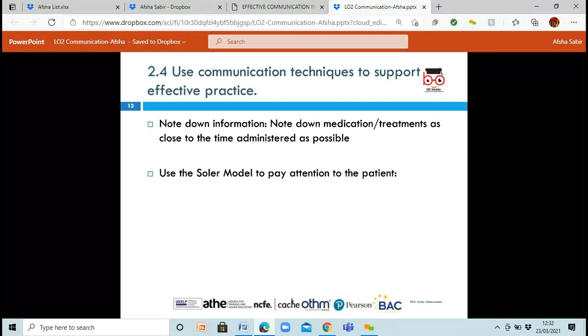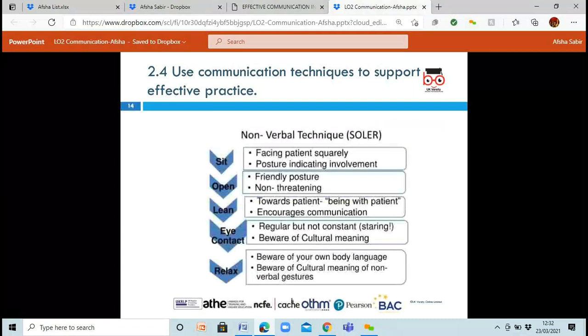And then also use the SOLA model to pay attention to the patients. Now I'll show you what I mean with the SOLA model. The SOLA model is a technique that you physically do to show someone you're paying attention to them and to actually give them 100% attention. SOLA stands for sit, open, lean, eye contact, and relax. So it's just the first letter of each one.